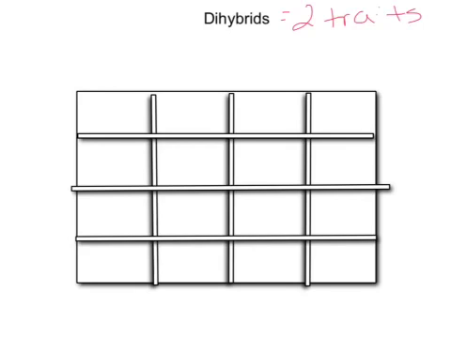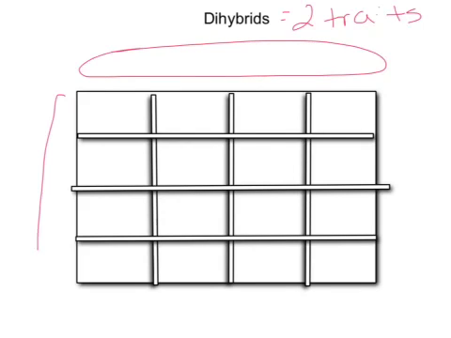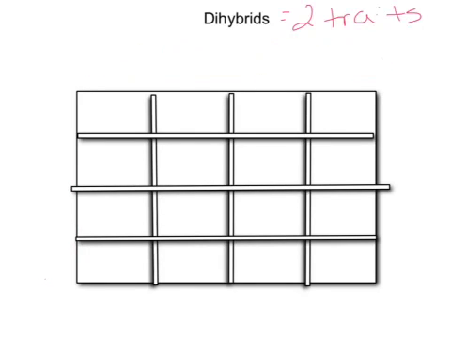So dihybrids are the same thing. You set them up the same as a monohybrid. You place your gametes on the edges. My gametes would go here, my gametes would go here, and then my offspring will be in the middle. The thing you'll notice is that it's obviously a little bit bigger than a monohybrid. Let's take a look at how we're going to figure this out. The hardest part that people have with this is determining what the gametes are.